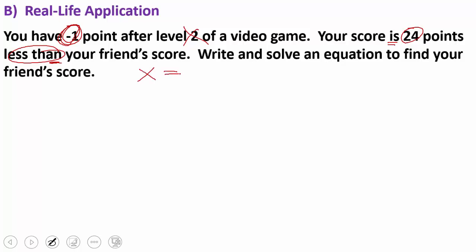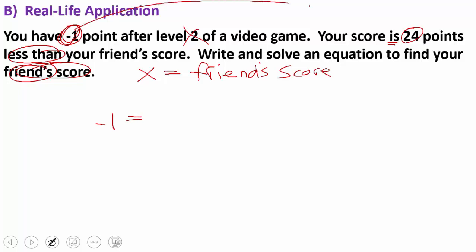So obviously we don't know my friend's score because it says write and solve an equation to find your friend's score. That question tells us what the variable represents. So x is my friend's score. Okay, so we're going to write and solve an equation. Your score is, so negative 1 is, because we know our score is negative 1, 24 points less than, we're going to subtract from our friend's score. So here's my friend's score minus 24.